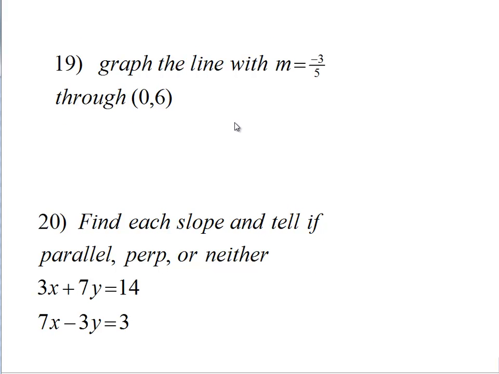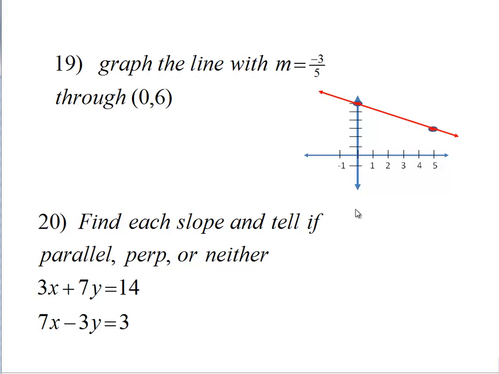Okay, 19, graph the line with a slope of negative 3/5 and the point 0, 6. So I'm going to go to the point 0, 6. Here's 0, 1, 2, 3, 4, 5, 6 right up here. Down 3, right 5. 1, 2, 3. And count right 5 should be right over here. And I connect the dots to make the line.